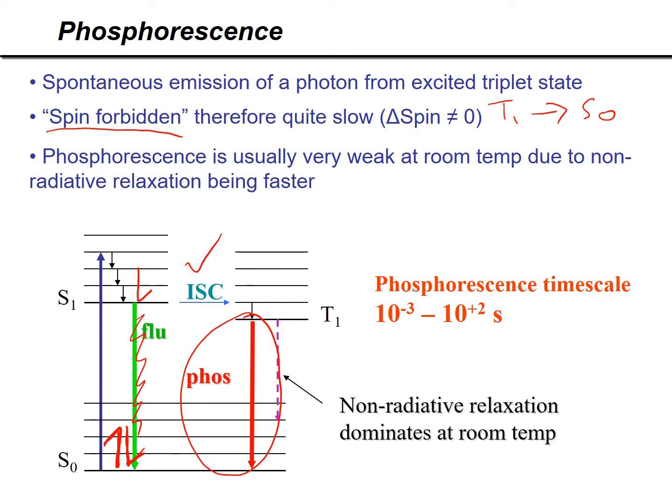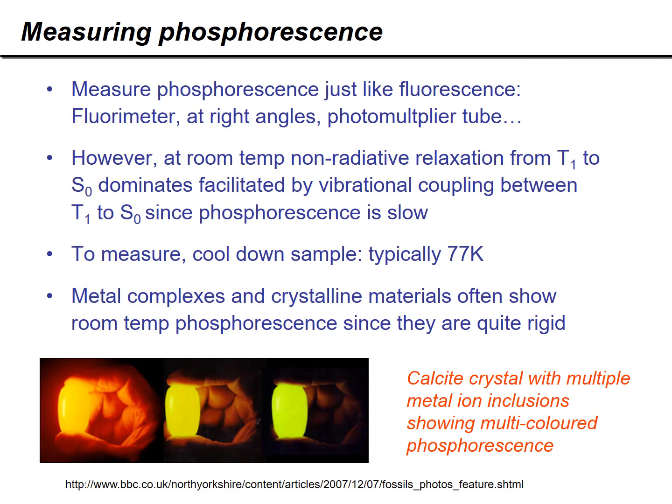Now, as I said, phosphorescence is pretty slow. When it does occur, it can occur over milliseconds or even many seconds or minutes kind of time scale. And so that brings us back to the little example we had at the start, this calcite crystal with its metal ion inclusions, showing this very fancy multicolored phosphorescence.